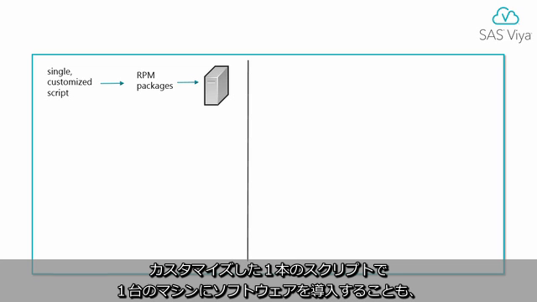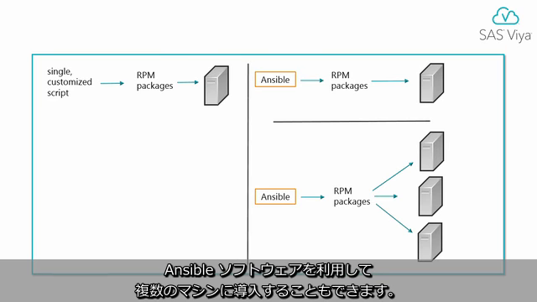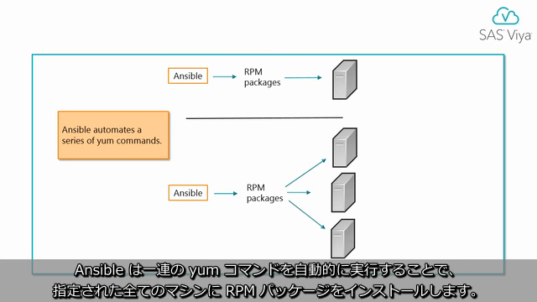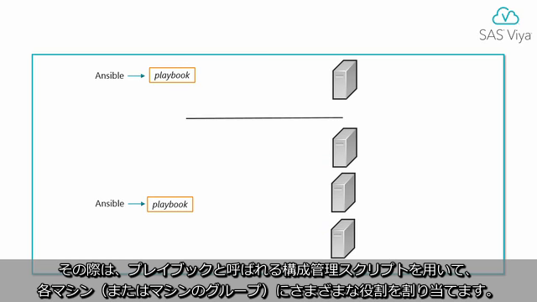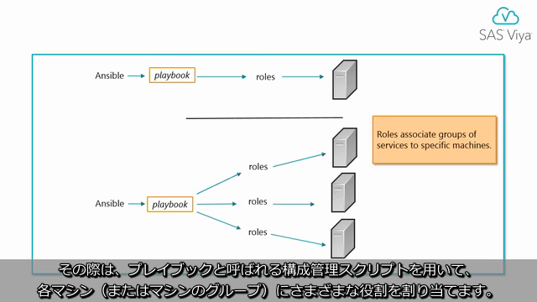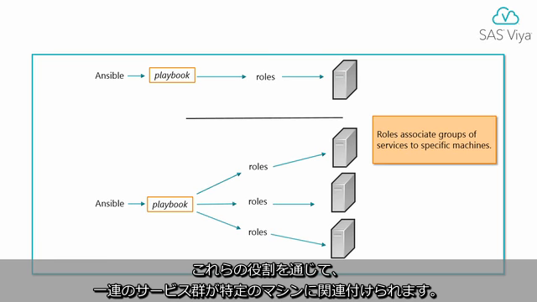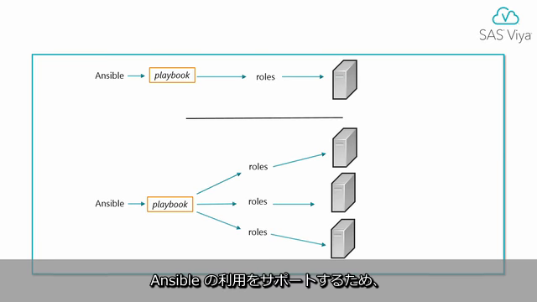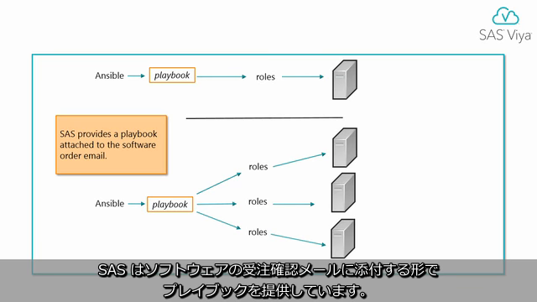You can use a single customized script to deploy the software to a single machine, or you can use Ansible software to deploy it to one or more machines. Ansible automates a series of Yum commands to install the RPM packages on machines that you designate. It uses a configuration management script called a playbook that maps a machine or groups of machines to well-defined roles, which associate groups of services to specific machines. To support using Ansible, SAS provides a playbook that is attached to the software order email.